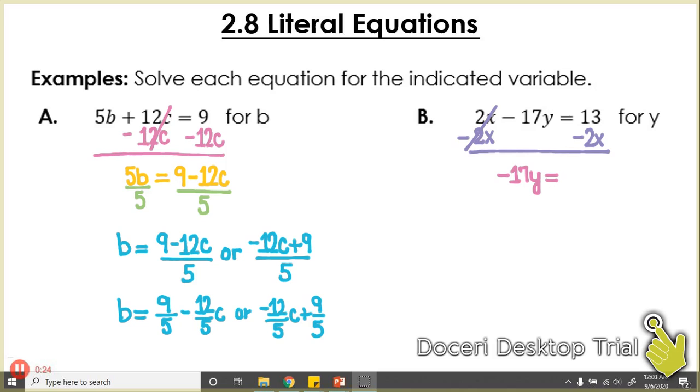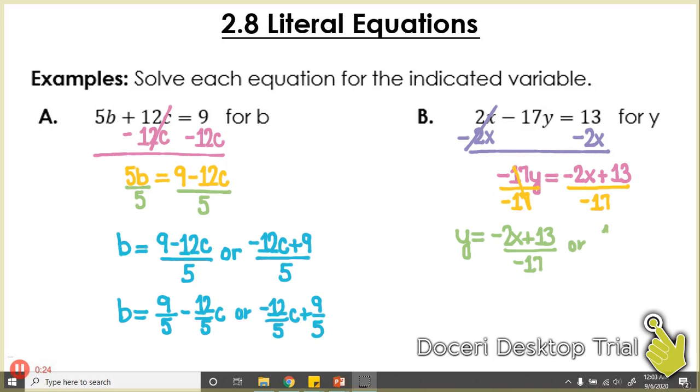We're going to bring down the equal sign, and then I'm going to write down my negative 2x first and my positive 13 second. It doesn't matter, you can also do 13 minus 2x, both are acceptable. And then the last step would be to divide by negative 17, because the y is connected to negative 17 by multiplication, so we divide that whole side by negative 17. So our first option, we could say that y is equivalent to negative 2x plus 13 all over negative 17.